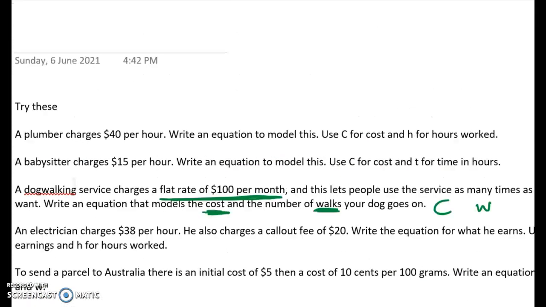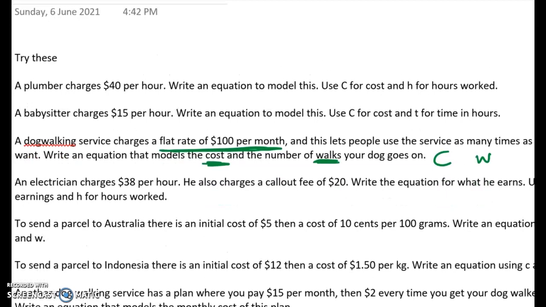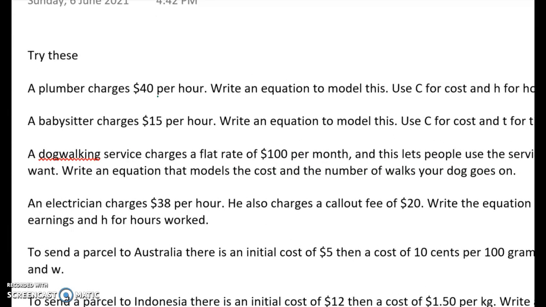So let's just go over what we've got so far. For the first two, we've got no y-intercept. So this one will be c equals 40h. For the babysitter, it'll be c equals 15t. And for the dog walking service, it'll be c equals 100.